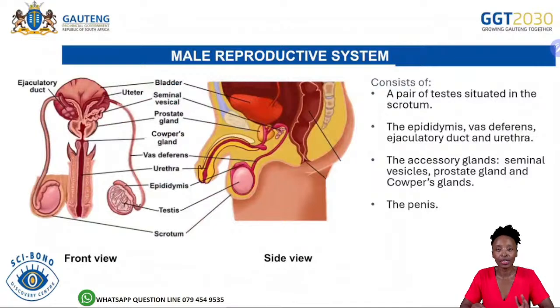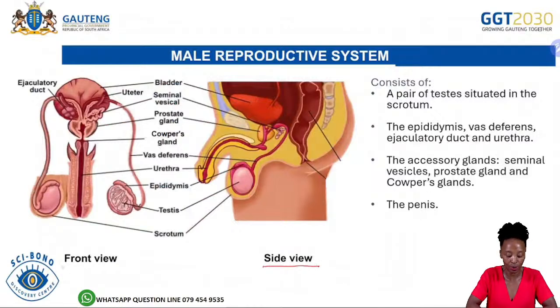Okay, then moving on. Now let's look into the structure of the male reproductive system. What is important here is that you must know both the side and the front view. So what we have here is the side view, and what we have here is the front view. So you should be able to identify the parts, whether you are given the side or the front view. So here we said the male reproductive system, what is it made up of?